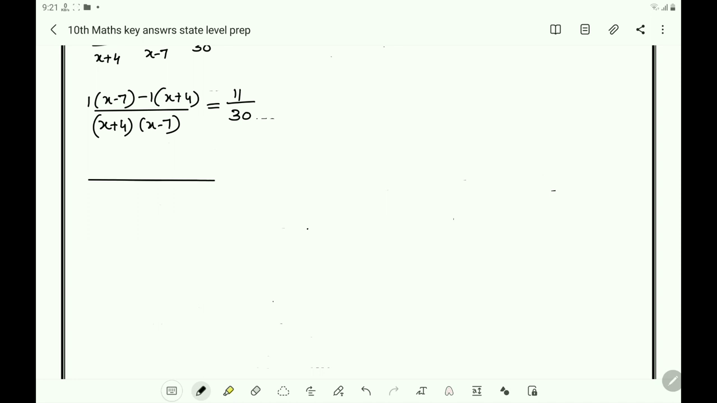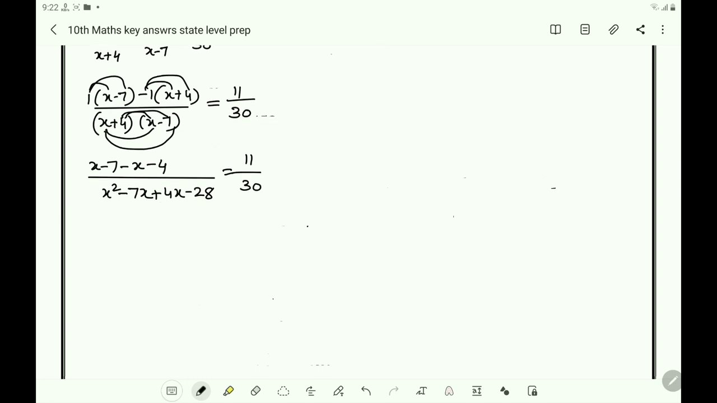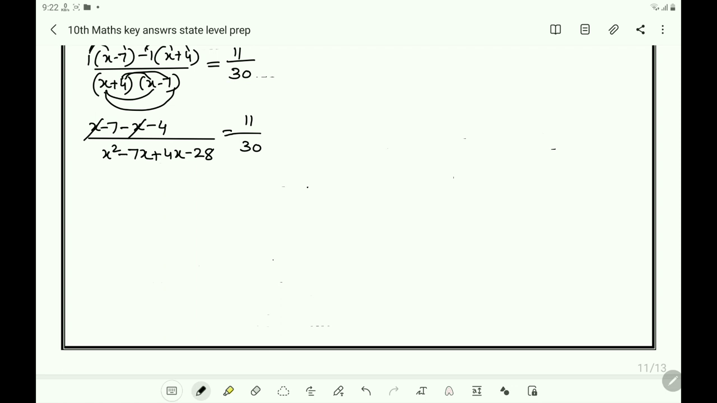Now you write the product of these two: x into x, x square, x into minus 7, minus 7x, 4 into x, plus 4x, 4 into minus 7, minus 28. Here 1 into x, x, 1 into minus 7, minus 7, minus 1 into x, minus 1 into 4, minus 4 equals 11 by 30. x minus x cancels, so the sum of minus 7 and minus 4 is minus 11, and the numerator becomes x square, and the sum of these two, minus 7x plus 4x, is minus 3x. 7 minus 4 is 3, but the greater number 7 has a negative sign, so you must write minus 3x.